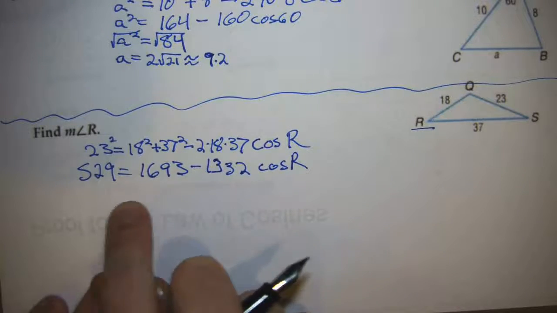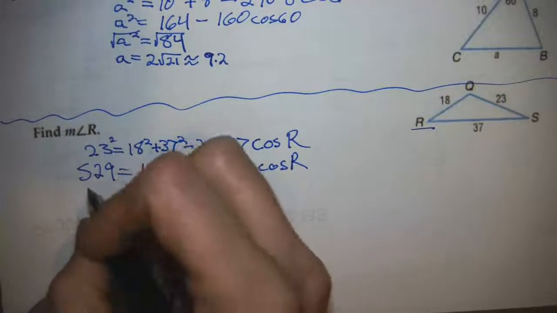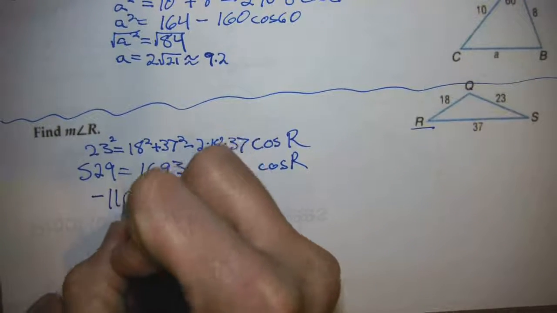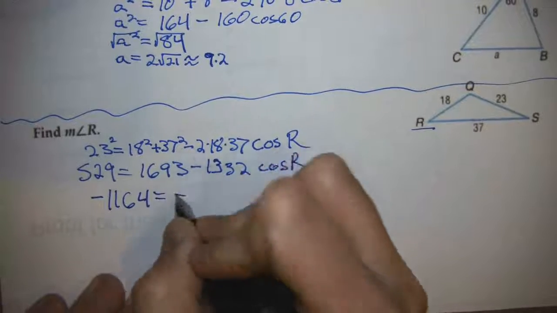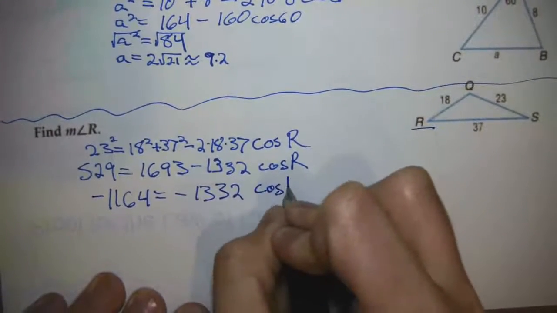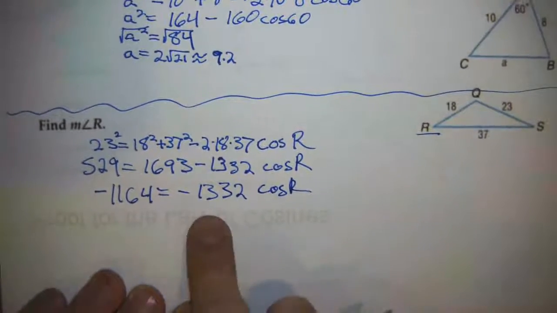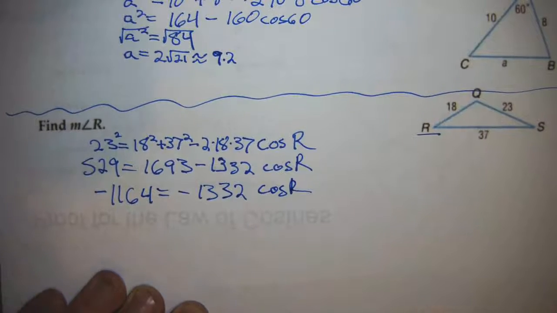We need to go ahead and subtract both sides by 1693. So 529 subtract 1693, and we get a negative 1,164. And then on the other side, a negative 1332 cosine of R. Do not forget that negative sign. Careful. All right, so now that we're here, we need to divide both sides. Divide by negative 1332.